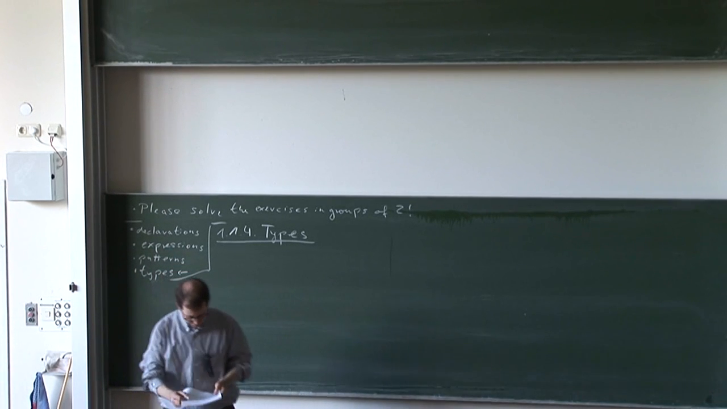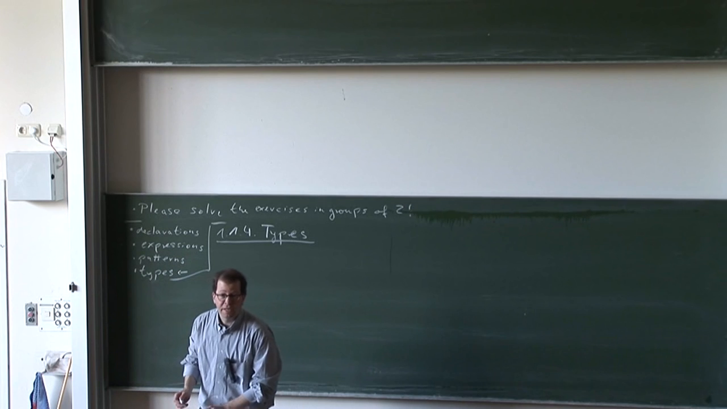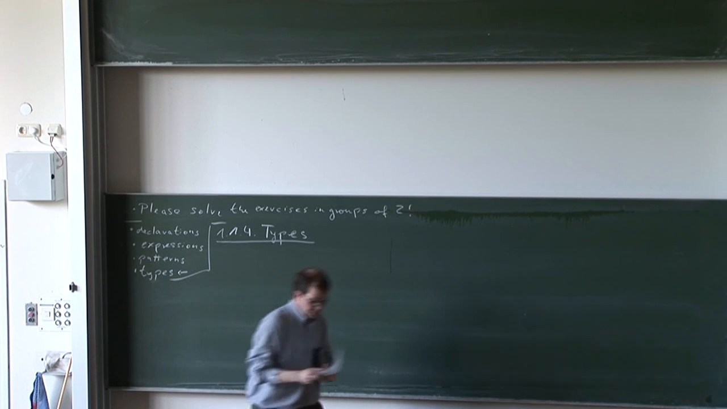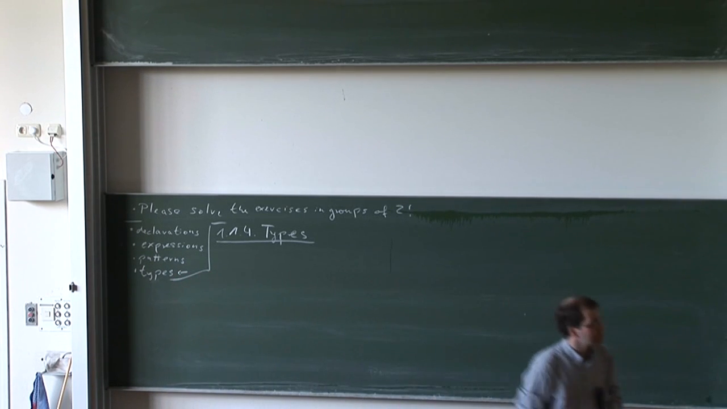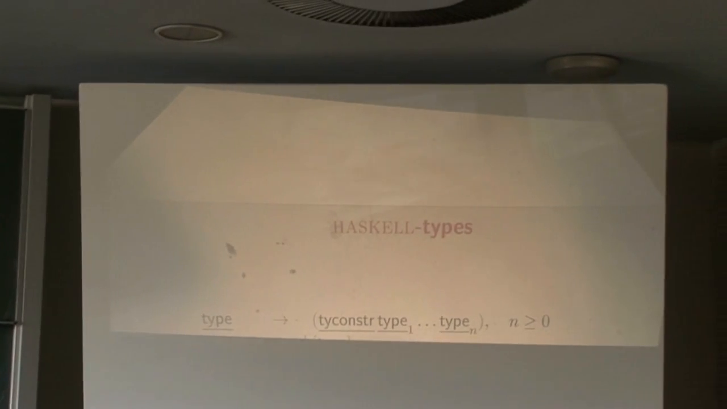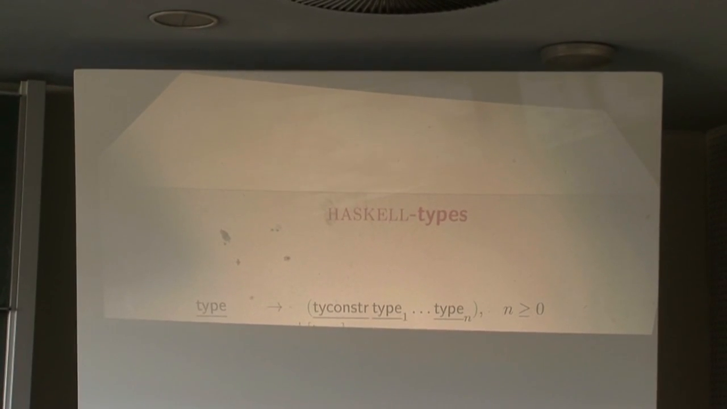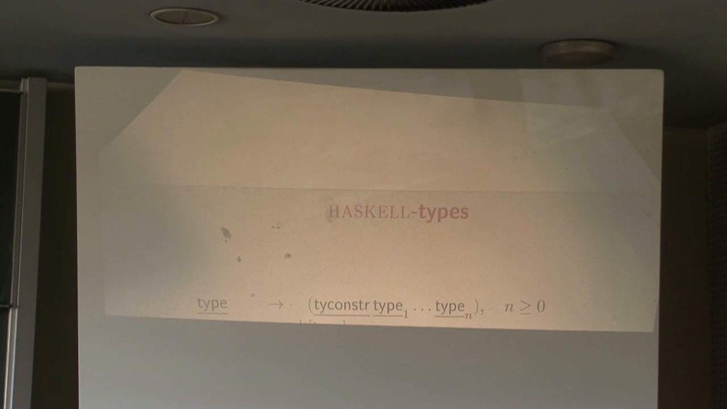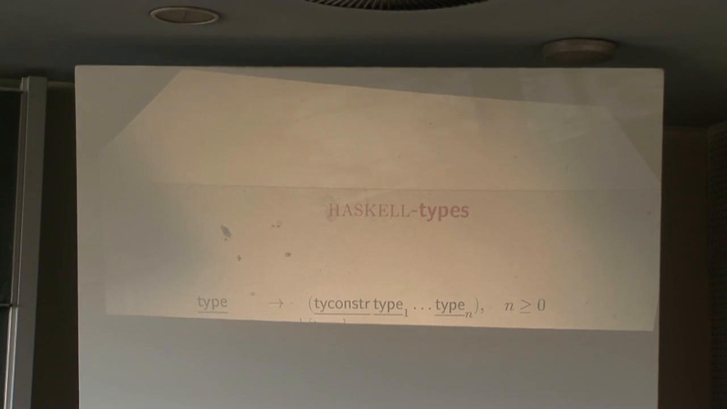Okay, types. Now, every expression has a type in Haskell, and a type is simply a collection of somehow similar values. And we have already seen many forms of types in the examples, but now we introduce the grammar, which shows how types are generated. So one possibility to introduce a new type is the following. Types are built using so-called type constructors. A type would look like this.